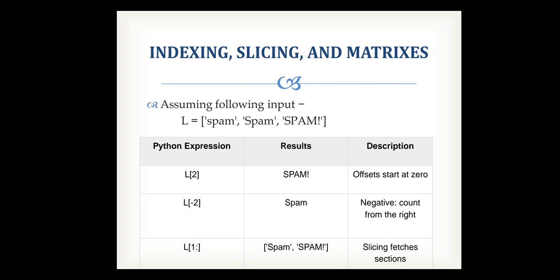Okay, if you are using -2, then it will print the second element from the end of the list, that is capital S-pam, because negative indices count from the right. Okay, then next is one colon, starting from index 1.